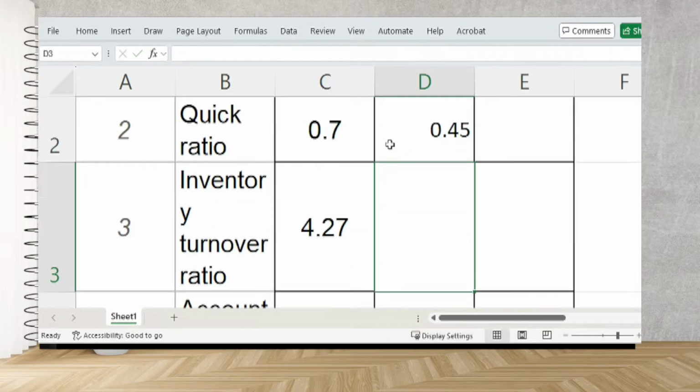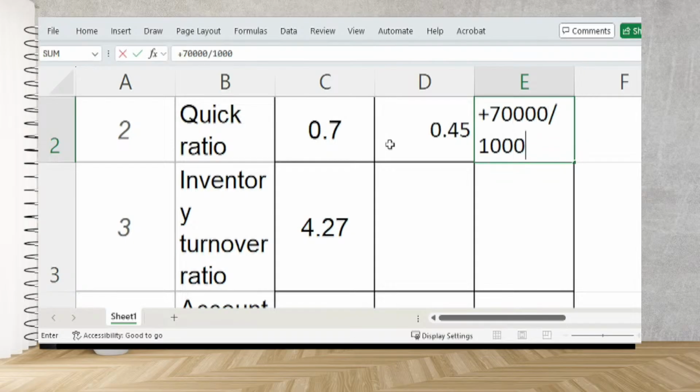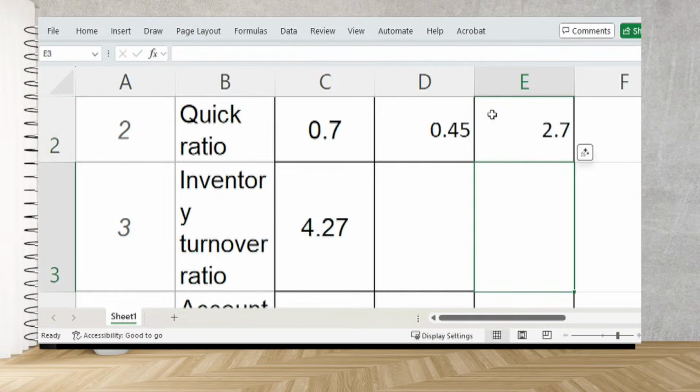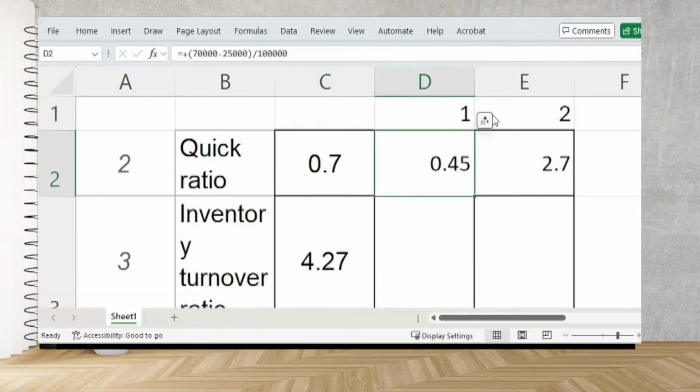So as compared to 0.7, 0.5 means it is a decrease. In the second case, again 70,000 divided by 100,000, just to consider the 0.7 impact. And now what happened here? Here the 200,000 gets increased, and the other effect goes to non-current liability. So the impact is, as compared to 0.7, it is increased. So here decrease and here increase.